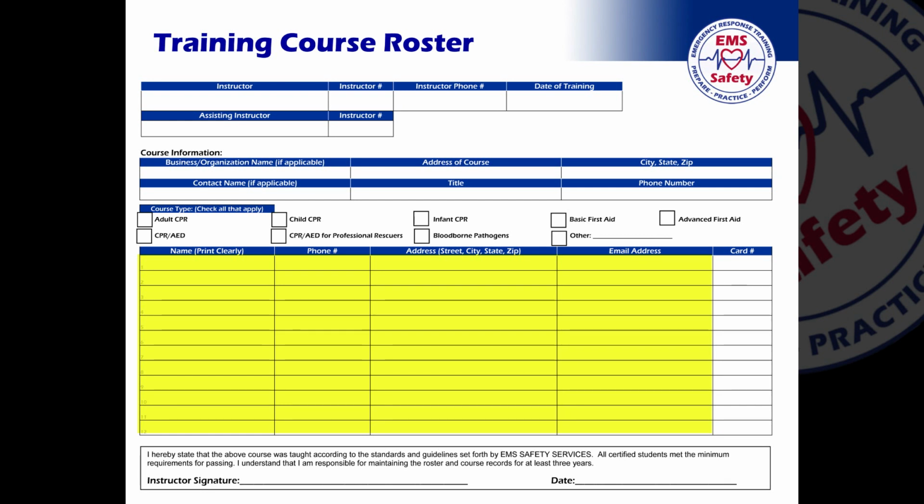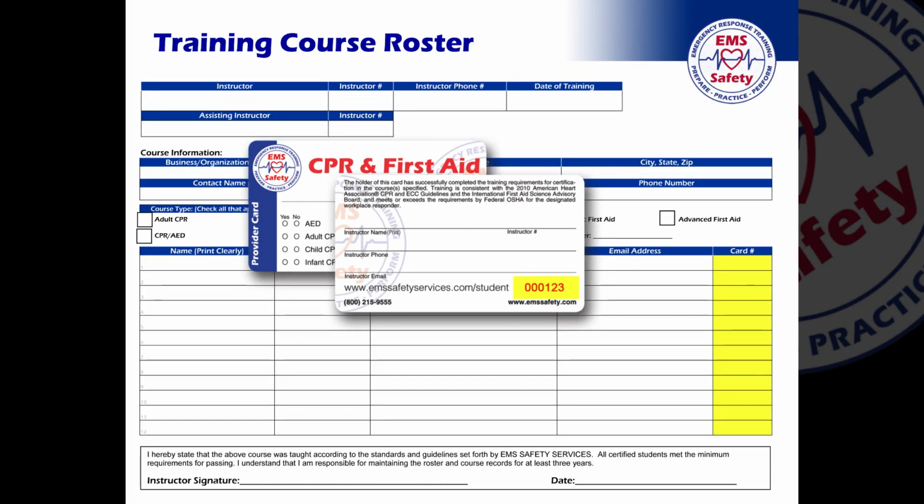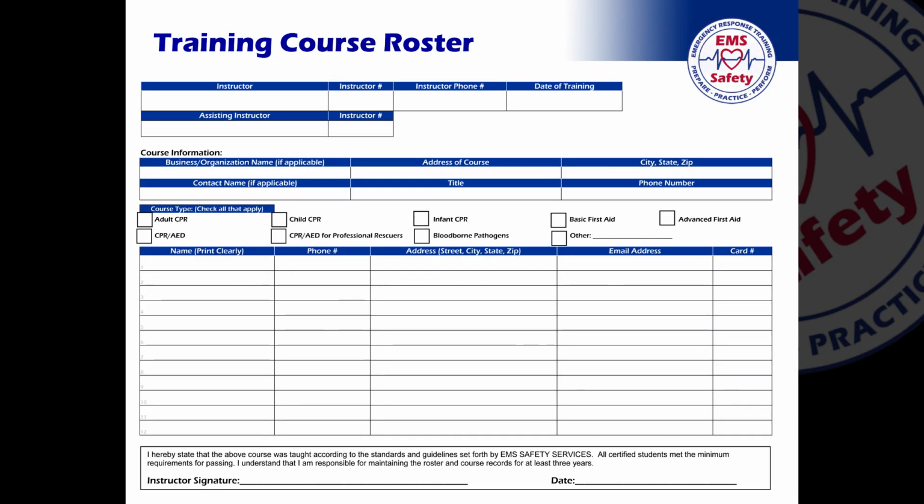Students can put their info into these fields. We'll need it to be legible, so remind students to print clearly. The contact information can be workplace or personal. Each course completion card has a unique number that's entered into this column here. Lastly, the instructor will sign and date at the bottom of the roster to validate it.